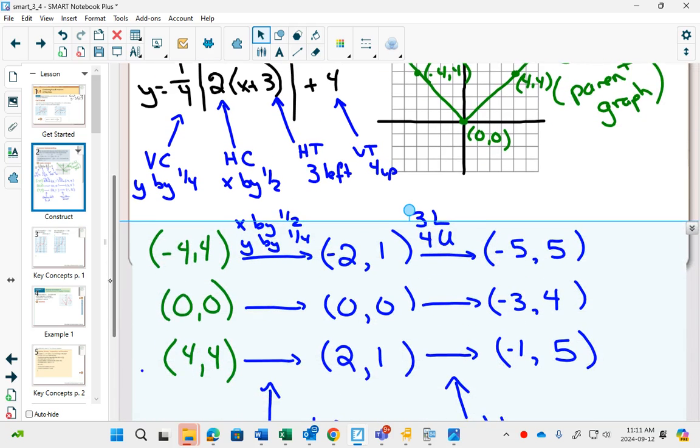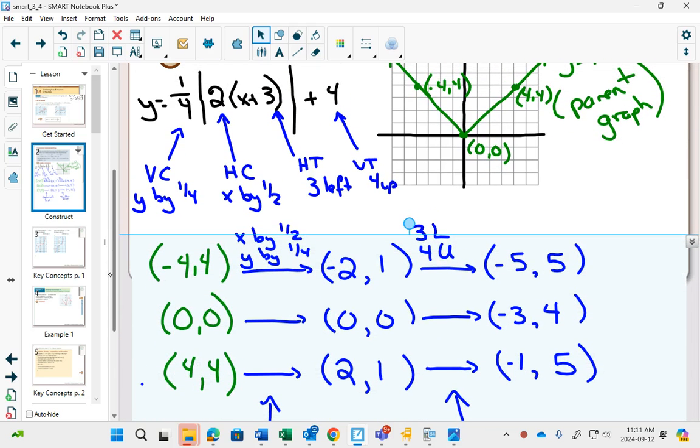Then we're going to take points on our original graph, and I chose (4, 4) and (-4, 4) because I knew I had to multiply my y values by a quarter, so I picked numbers that would make my mental math a little bit easier. Sometimes you pick different numbers and you end up with fractions. It's not wrong, it's just more annoying. So choosing points early might make your life easier.